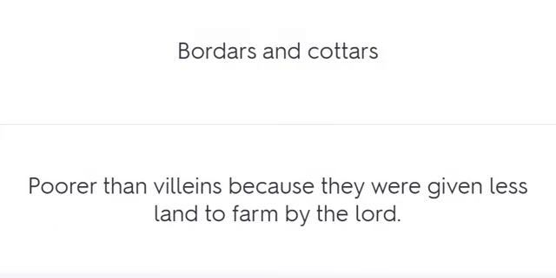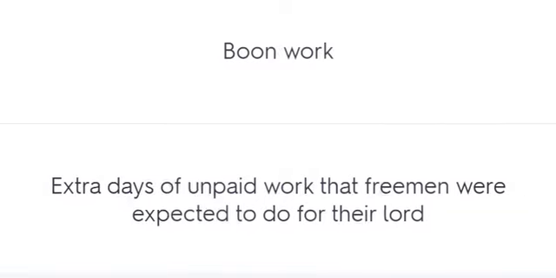Bordars and cottars. Poorer than villeins because they were given less land to farm by the lord. Boon work. Extra days of unpaid work that freemen were expected to do for their lord.